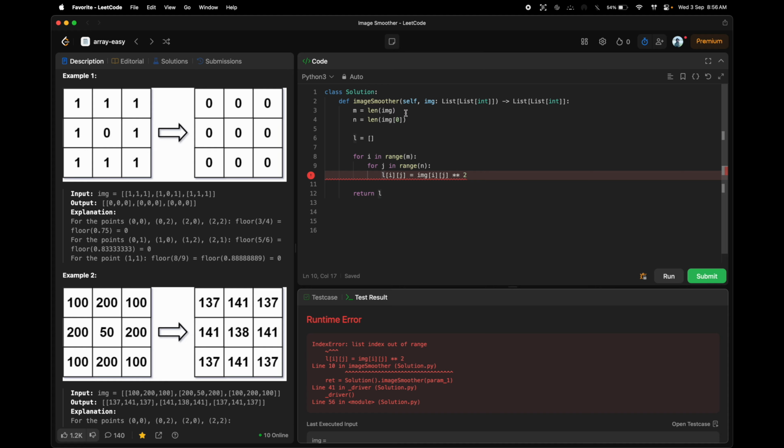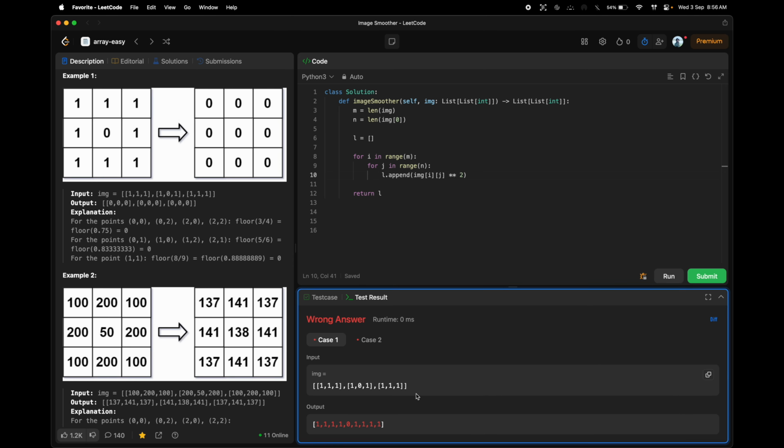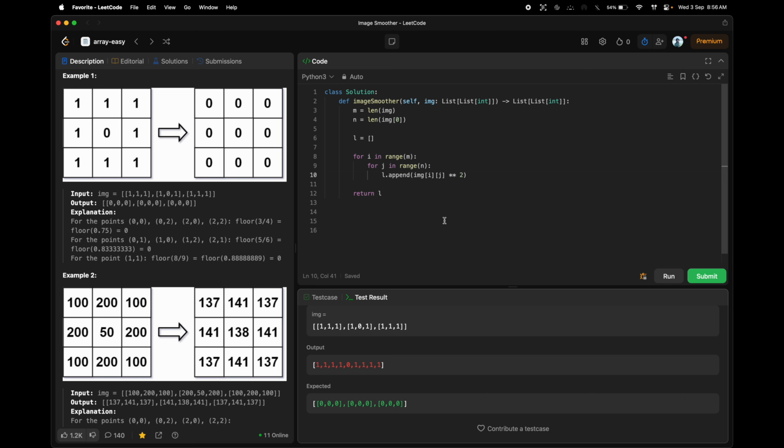0. Okay, so this will give me 3. This will also give me 3. And then 0 1 2, 0 1 2, 0. What's the problem, man? Okay, let's do one thing. l dot append, does it work? Okay, so right side is working, left side is not working.